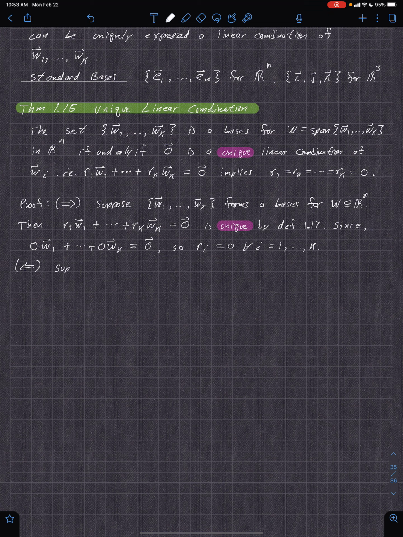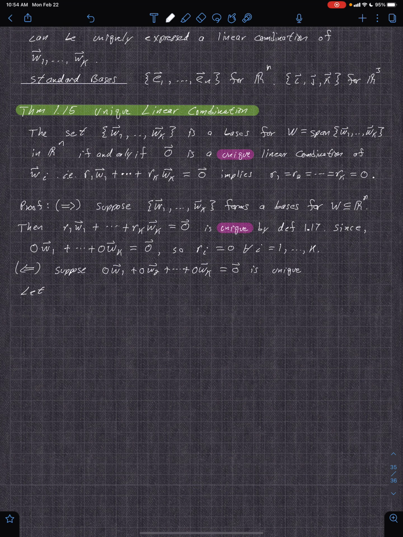So suppose 0w1 plus 0w2, etc., 0wk is equal to the 0 vector is unique. That has to be the only linear combination that gives you the 0 vector. So now this is using the uniqueness part.